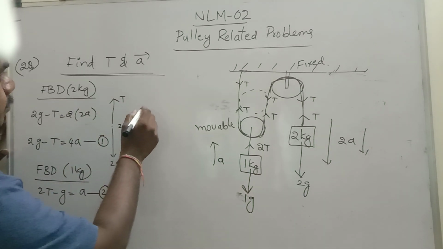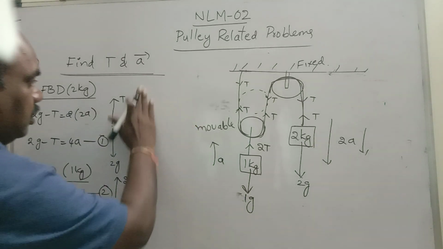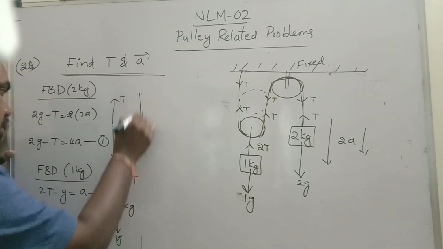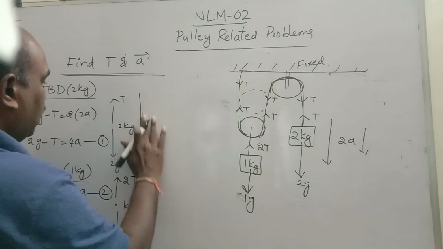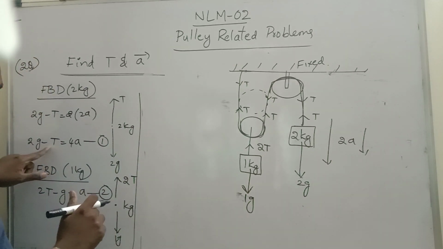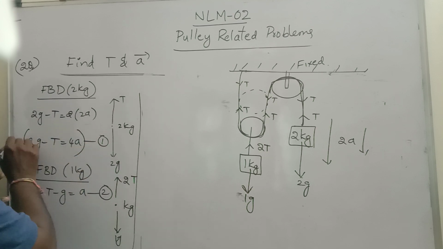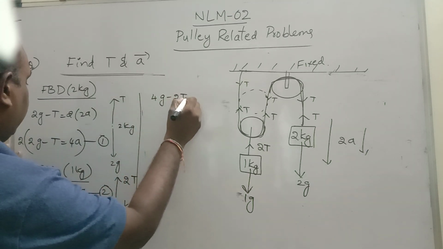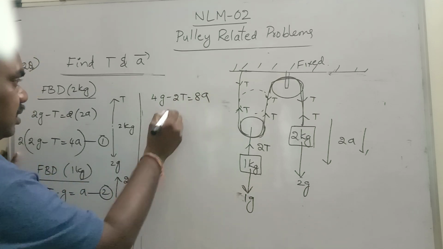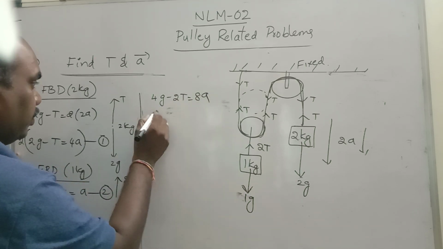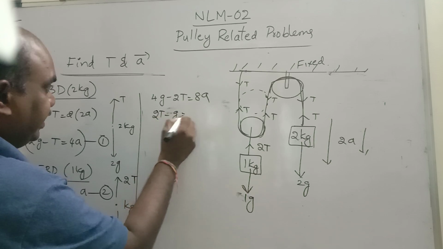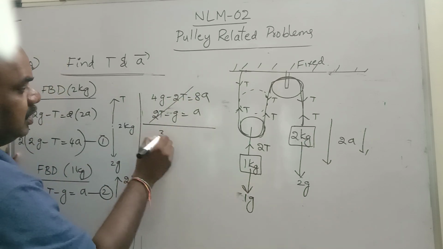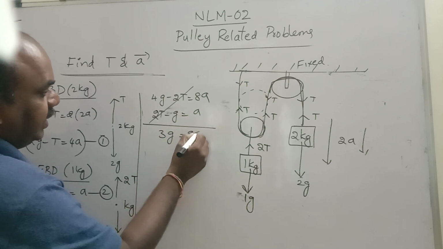I will do it here. See children, here 2T is there, here 1T is there. I am multiplying equation 1 with 2. So 4g minus 2T is equal to 8a. This is 2T minus g is equal to a. Add these two, the 2T cancels. 4g minus 1g, 3g is equal to 9a.